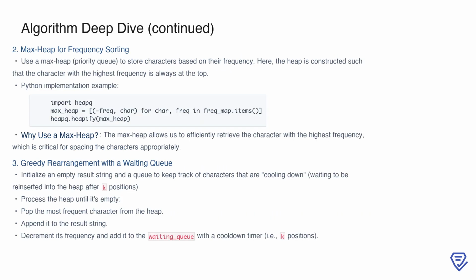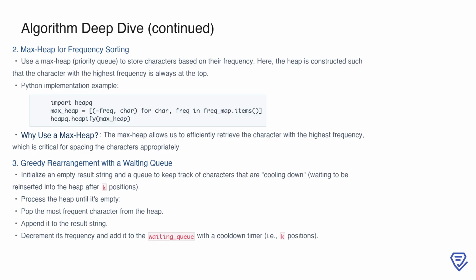Once we have the frequency map, the next step is to use a max heap to prioritize the characters based on their frequency. A max heap, or priority queue, allows us to efficiently retrieve the character with the highest frequency, which is critical for spacing characters properly. In Python, we can create this max heap by inserting the negative of each frequency, like so: max_heap equals [(-frequency, char) for char, frequency in frequency_map.items()], and then using heapq.heapify(max_heap). This ensures that the character with the highest frequency is always at the top of the heap.